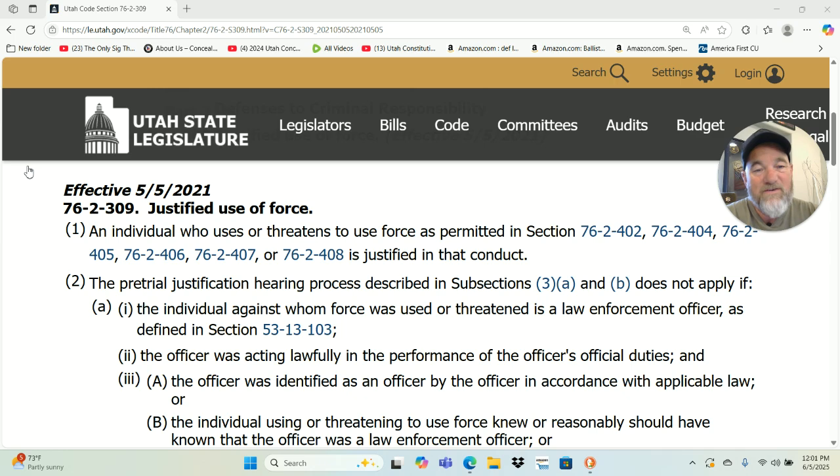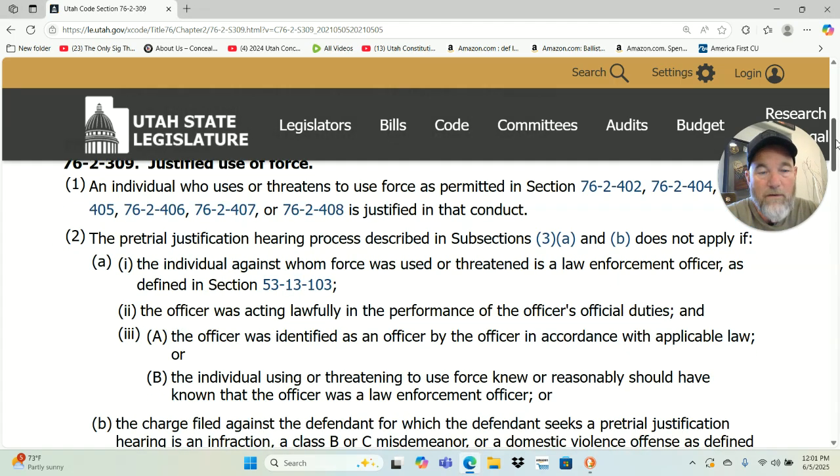As long as it is a Class A misdemeanor or a felony that they are charging you with, you have the right. Your attorney would represent you in this. You would definitely want to get an attorney. And by filing a motion through the court, there could be a hearing in front of a judge. And so this is just a hearing on your use of force and determining if you were acting within the bounds of the law.